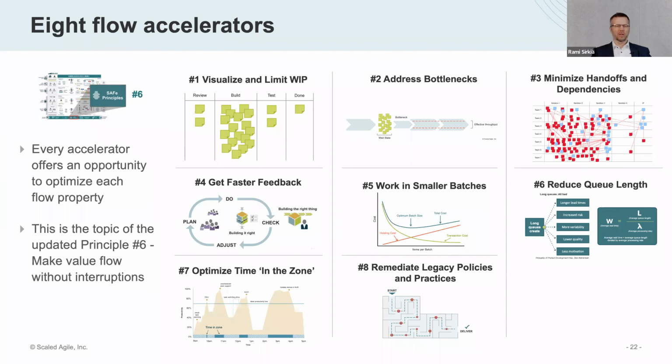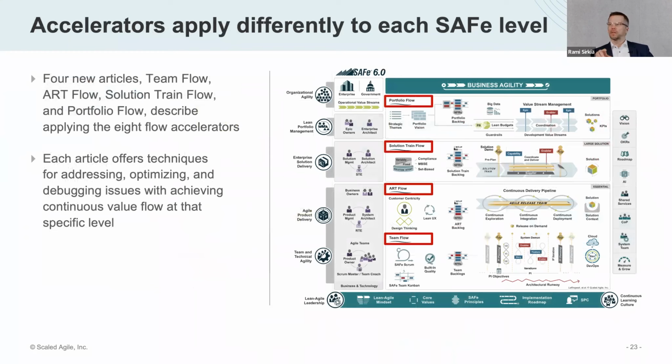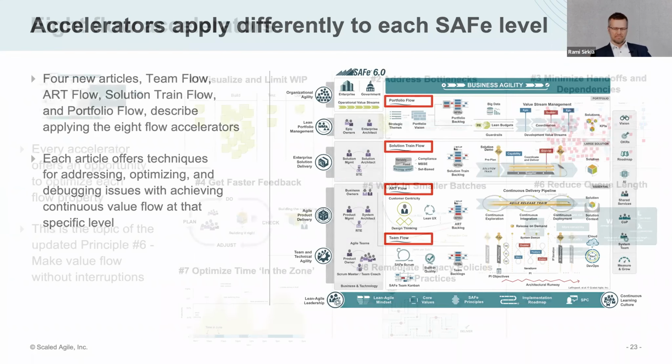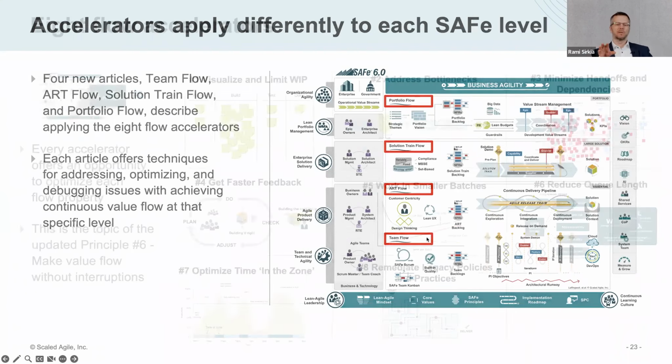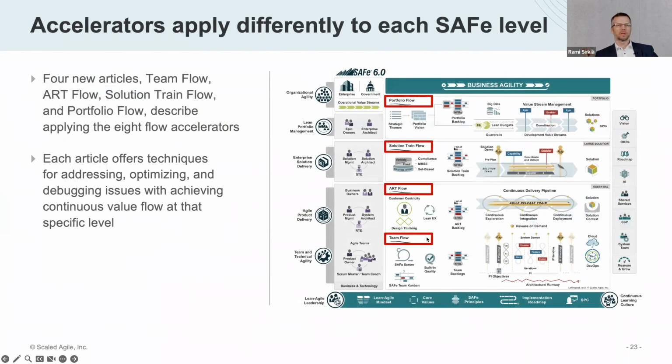So please do check these from the big picture. Now we do recognize at the same time that the solution could be slightly different at each and every level. If we take working in smaller batches, it means something slightly different on the team level than it means on the portfolio level. And these different articles now articulate that difference. So please take a look at those and recognize the differences.